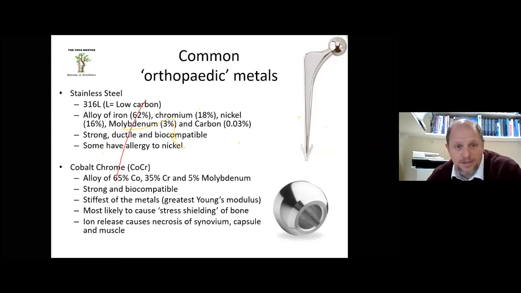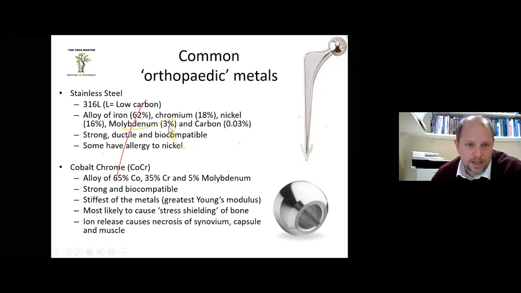Iron is about 2/3, but you've also got, look how much chromium you've got and how much nickel. Quite a lot of nickel in there. And of course, some people have nickel allergies, so that's worth thinking about. So stainless steel is an alloy that's made up of about 2/3 iron, but then it's also got a lot of chromium, quite a lot of nickel, and it's got molybdenum.